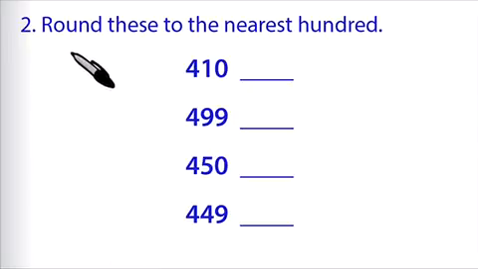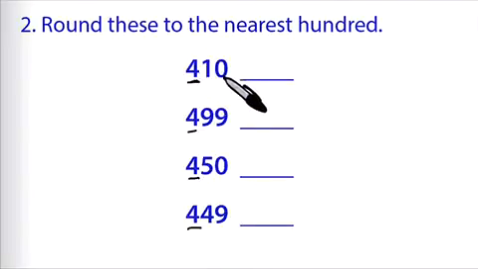For problem 2, we need to round these to the nearest 100. And we have 410, 499, 450, 449. And so we need to round them to the nearest 100. And so that means our target digit is the 100 place digit, right here. And we need to look at the digit to the right of it. So we need to look at the digit in the tens place column.